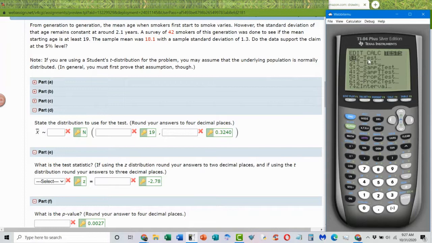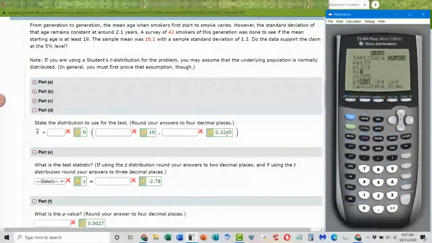We have a single sample, and it's normally distributed, so it's a z-test. We have statistics. Our mean was 19. Our standard deviation is 2.1, and it's the standard deviation, not this value. It will calculate that thing for us. What is X bar? 18.1. What is the sample size? 42.